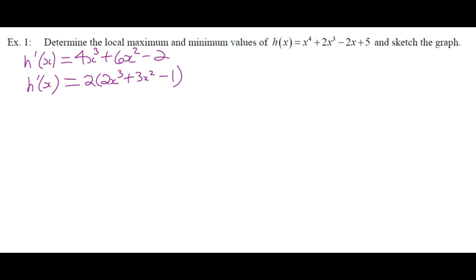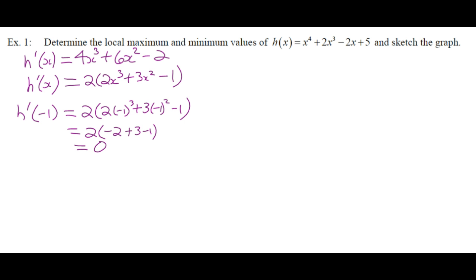Yeah. So, we could see if we stuck in, like, plus 1, what would we get? 2 plus 3. That won't do it. Put a -1 in there. We'll get like -2 plus 3 minus 1. So I think we can get a 0 out of -1, right? So if we say h prime of -1 is equal to 2 times -1 cubed plus 3 times -1 squared minus 1, let's get -2 plus 3 minus 1. So h prime of -1 is 0.